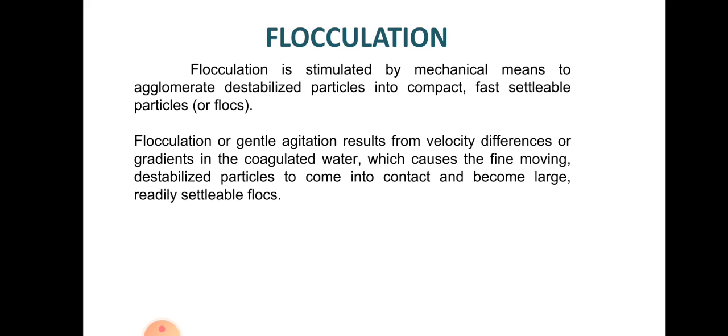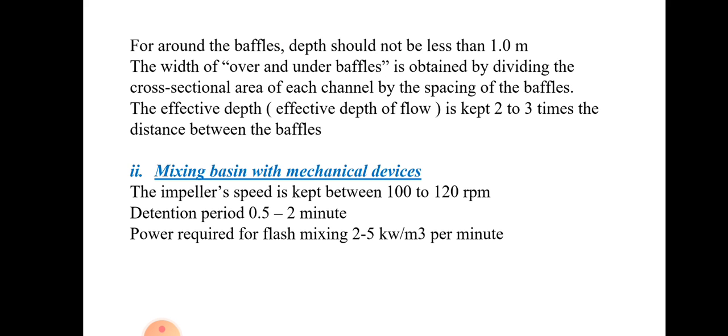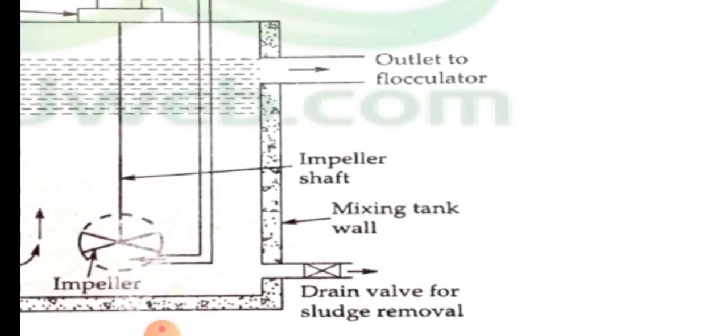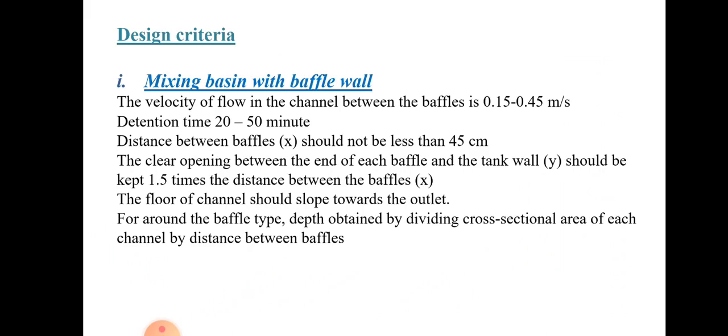Now coming to the next type, that is flocculation. Flocculation is again stimulated by mechanical means to agglomerate the destabilized particles into compact, fast settleable particles. After the coagulant is added and mixed in a flash mixer, like you see in the figure, it goes from the flash mixer to the flocculator. So what is a flocculator?